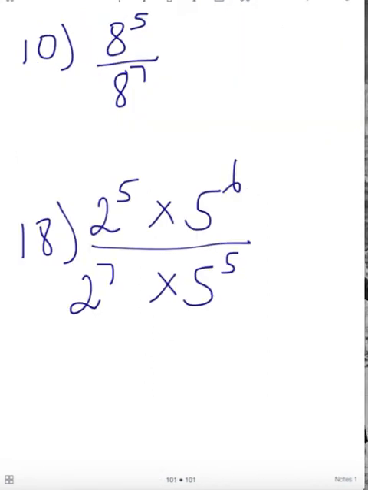Now with the next two questions, these may have confused you at first, but just because the bases are numbers, don't let that confuse you. All we're going to do is the exact same thing as if we had just x's. So what I mean is, just say question 10 looked like this: x to the power of 5 over x to the power of 7.